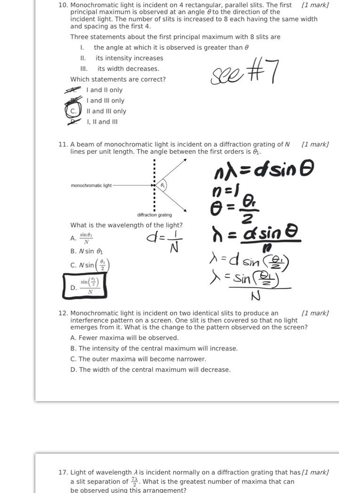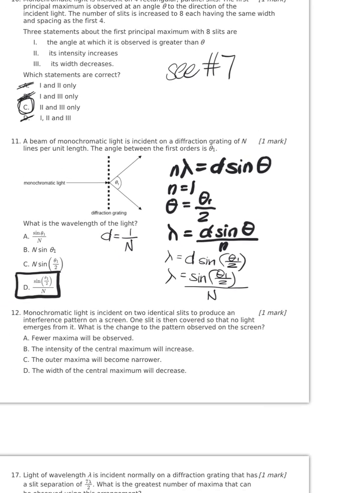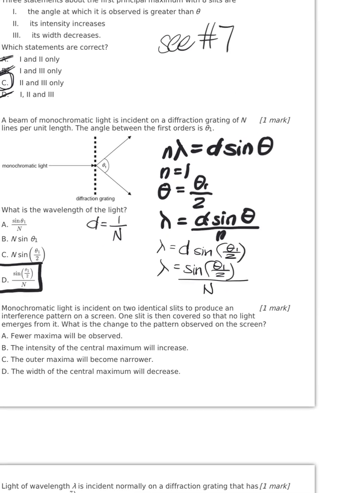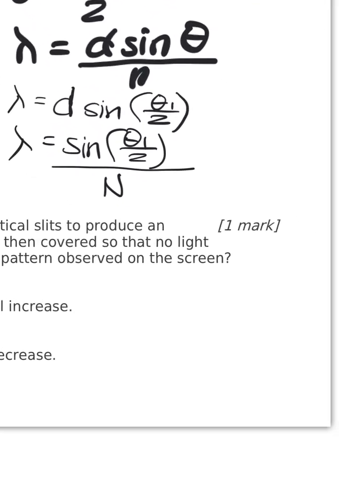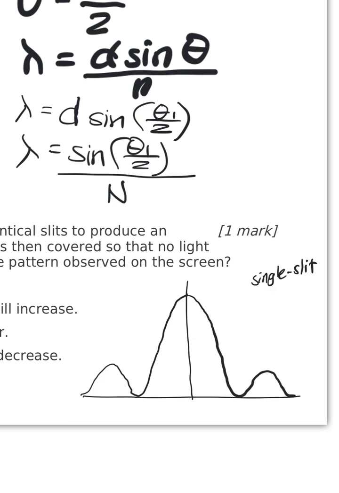Fewer maxima are going to be observed. But when you have a two-slit, you have to remember what a two-slit interference pattern looks like and why it looks the way it does. So let's zoom in a little bit here. So there's our single slit pattern. I actually had to draw that about 5 times. That was a little bit of a challenge. But there it is. So single slit pattern, diffraction pattern.